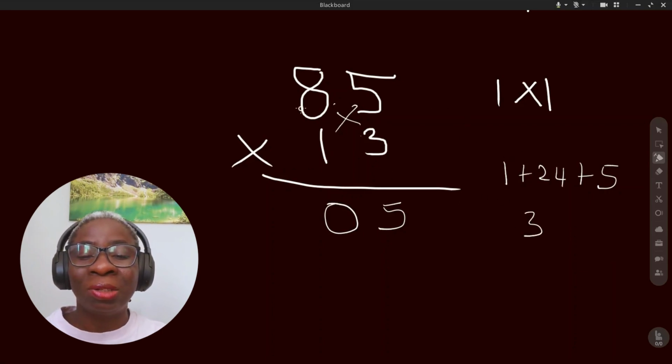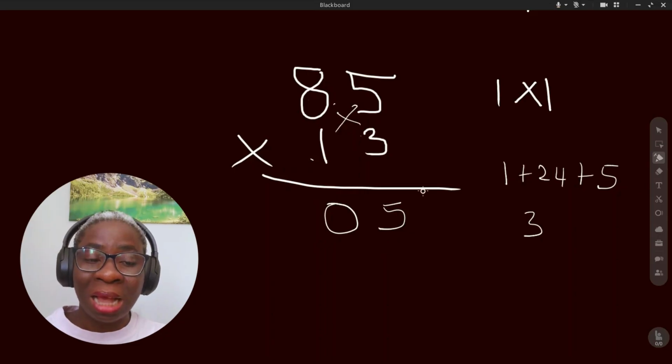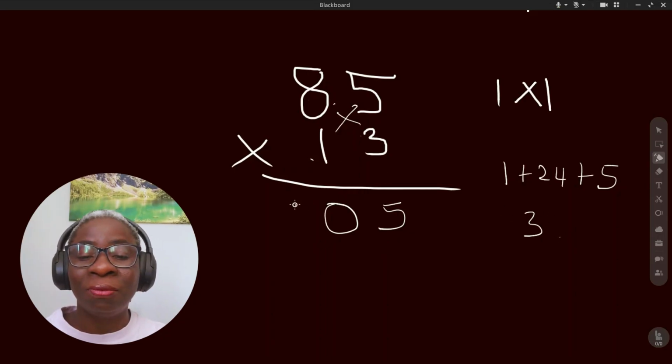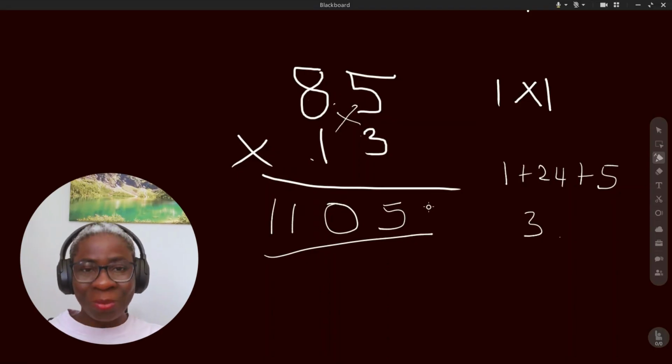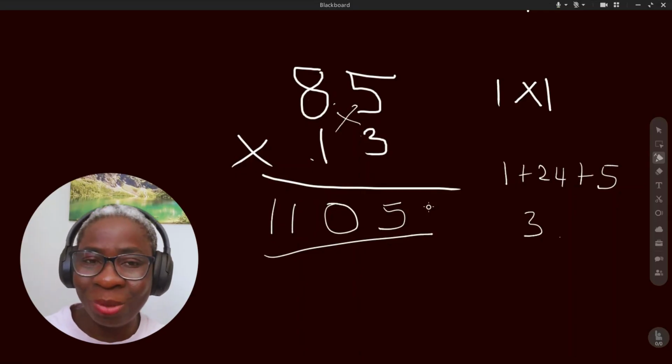Now the next stage is for us to multiply 8 by 1. That's 8. 8 plus 3 would give 11. This is 1105. Press your calculator and tell me, and also try other numbers and tell me in the comments if this works or not.